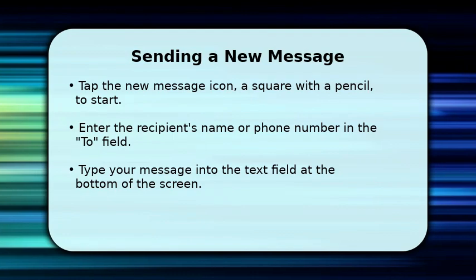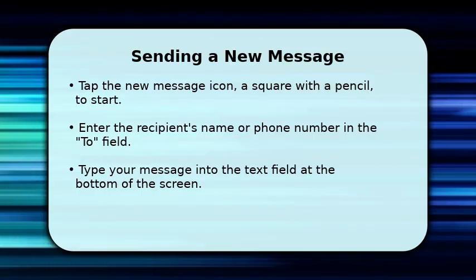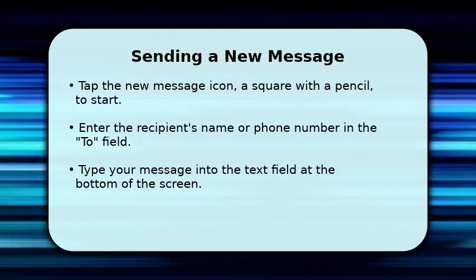Now that you've opened the Messages app, let's send your first text. In the To field, type the name of a contact or their phone number. Below that, you'll find the Text field where you can compose your message. Type out what you want to say. When you are ready, simply tap the blue arrow button on the right side of the text field to send your message. It's that simple.